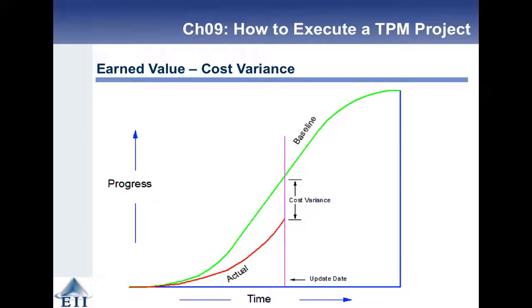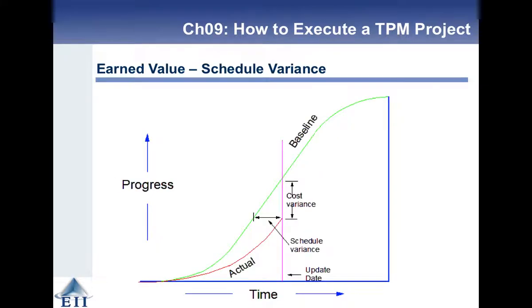Okay, so this is again a plot of the actual versus the baseline, and the vertical difference between the two curves is the cost variance, and then the horizontal difference between the two curves is the schedule variance. Right? So this one we're doing pretty well, I think. We're not spending as much, but we're pretty far ahead, I think. I don't know.